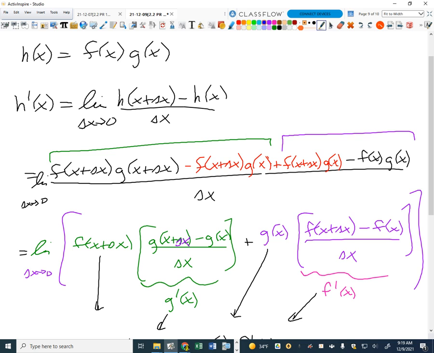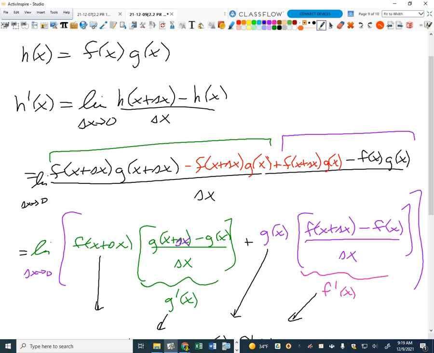Okay, well, what is h of x plus delta x? If h of x is f of x times g of x, then h of x plus delta x would be f of x plus delta x times g of x plus delta x, right? Okay, well, what is h of x? H of x is just minus f of x times g of x.